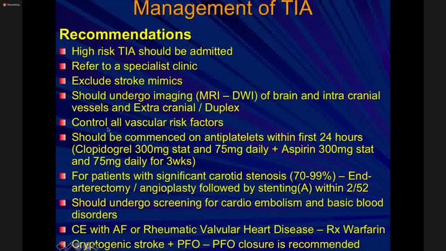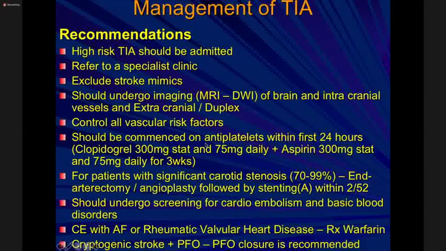And then blood pressure, you would not immediately bring it down to ideal, but you could lower it a little and then gradually reduce the blood pressure. Once you have done the CT, if the patient does not have a hemorrhage, you could give a loading dose of antiplatelets.